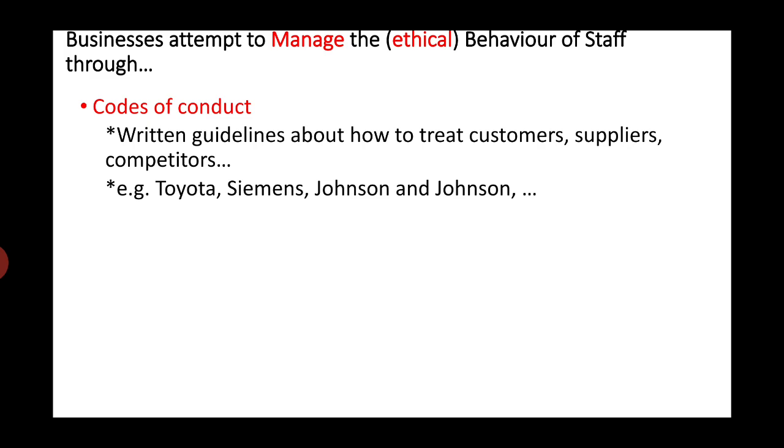Therefore, when you go to those agencies, you see people dealing with you in a very professional way, respecting you as a customer, whether you buy or not. This is one of the things they write to control the behavior of the employees, making them act ethically.